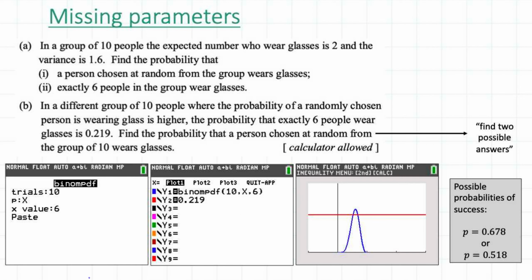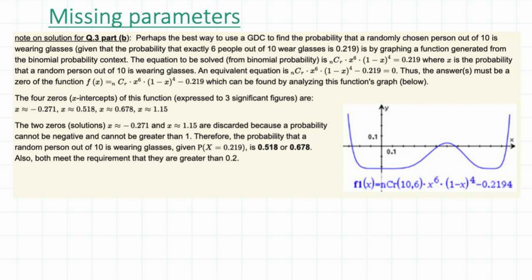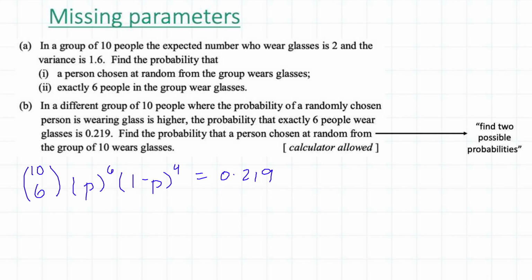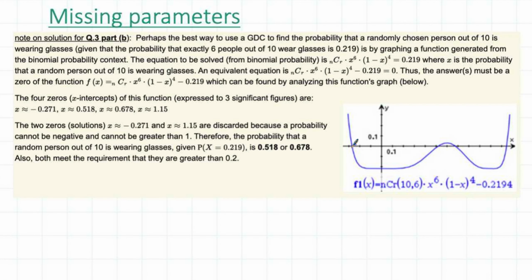So if I graph this, you'll notice there are 2 points of intersection. The question should have said find 2 possible answers, and that would be 0.678 or 0.518. In reality, there are 4 possible answers. I can rearrange this, move this to the other side and make it negative so that it's equal to 0, and then I'll be finding the zeros with the x-axis. So there are 4 solutions, but 2 of those are not possible. You cannot get a probability bigger than 1 or a negative probability. That's why it's only 2 options.